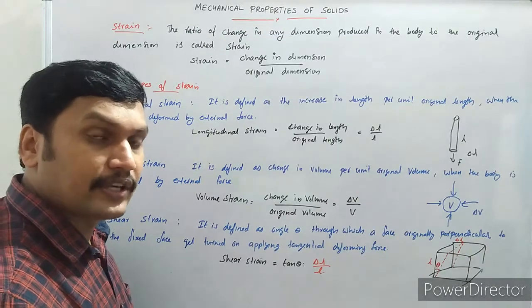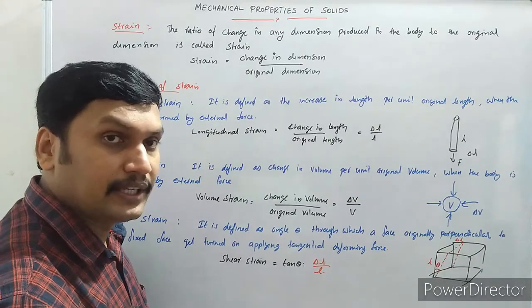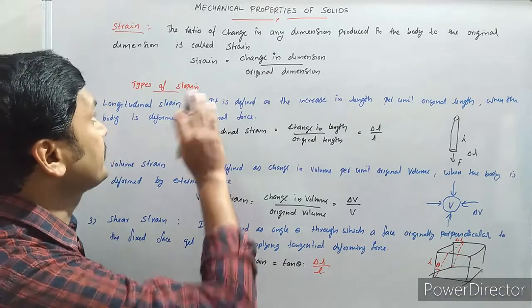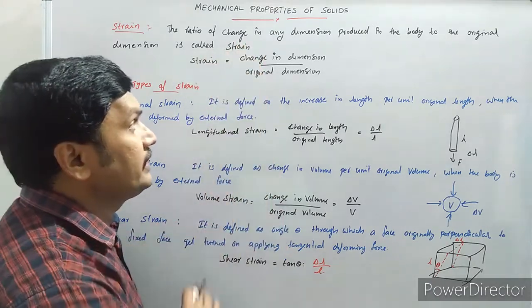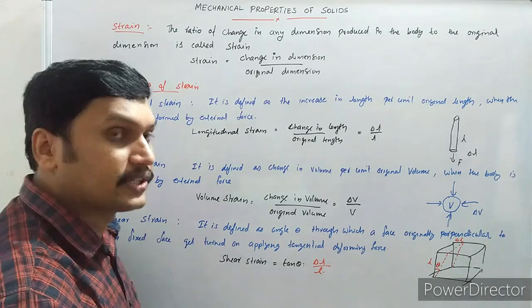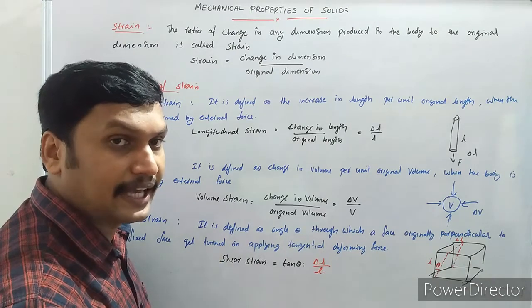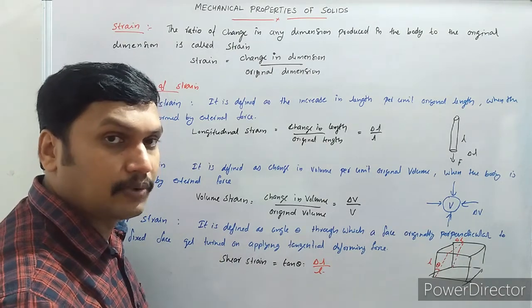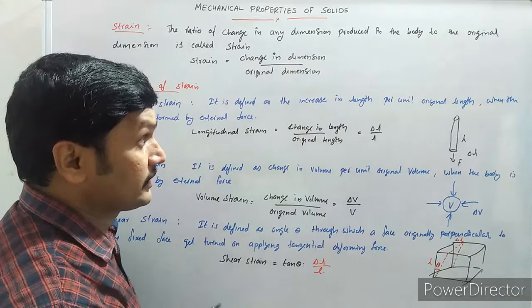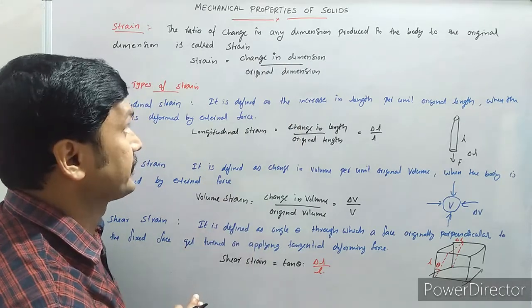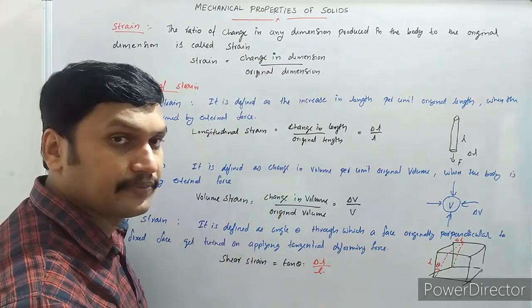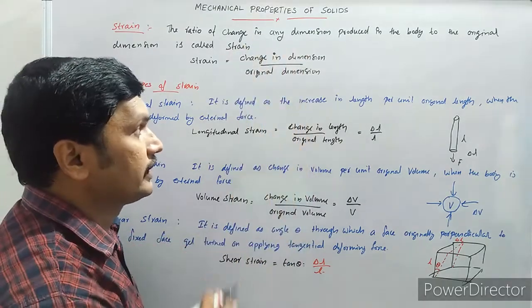Now let us see. Once you are applying a stress on a body, it gets strained. Let us see what strain is. The strain is defined this way. The ratio of change in any dimension produced in the body to the original dimension is called strain. You know that once a deforming force is applied on a body, the size and shape of the body will change. So the ratio of change in any dimension produced in the body to the original dimension is called strain. So strain is equal to change in dimension by original dimension.